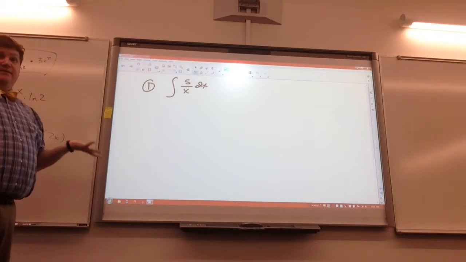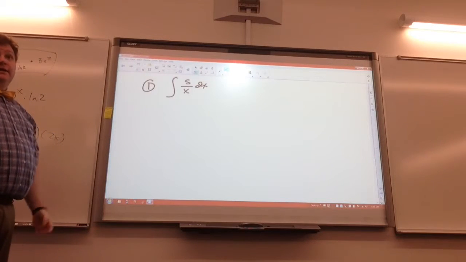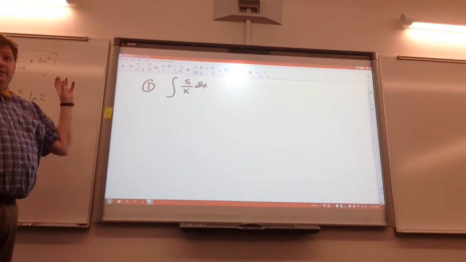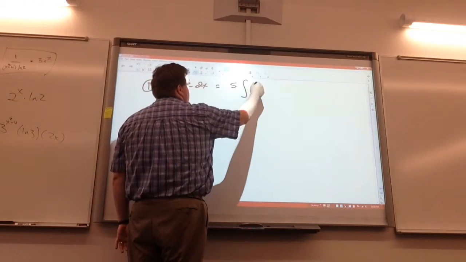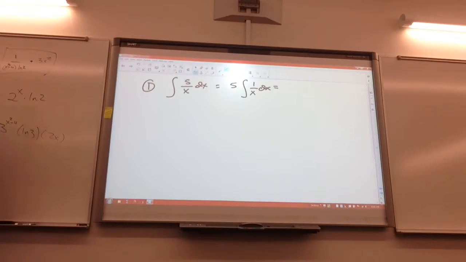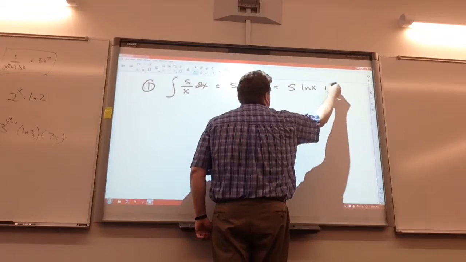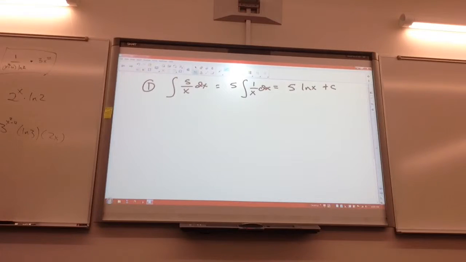Basically, I want to take the antiderivative of this. How I'm going to go about doing that is, 5 is a constant. What can I do to constants? I can factor them out. So I'm going to do that to illustrate what happens here. And what's the indefinite integral of 1 over x dx? Natural log of x plus c. So this becomes 5 natural log of x plus c. And that would be it. Any questions there?